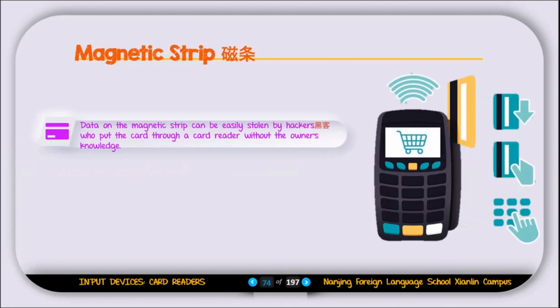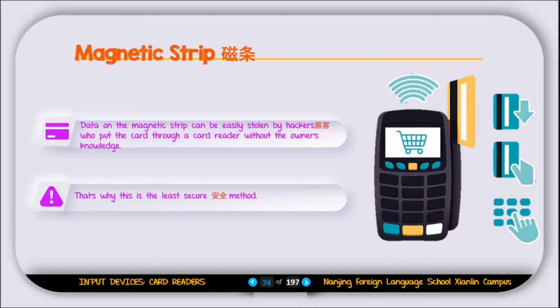Next one is the magnetic strip cards. Data on the magnetic strip can be easily stolen by hackers who put the card through a card reader without the owner's knowledge, bringing their card reader near to that magnetic card. For example, if someone is holding his magnetic card in his bag, the hacker can walk near him with the card reader and read the data from his card. That is why this is the least secure method.